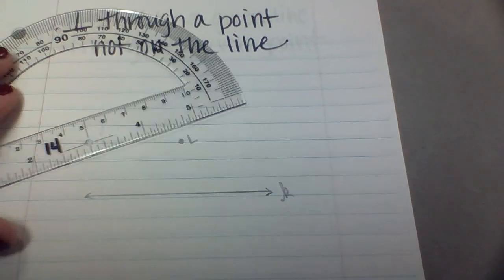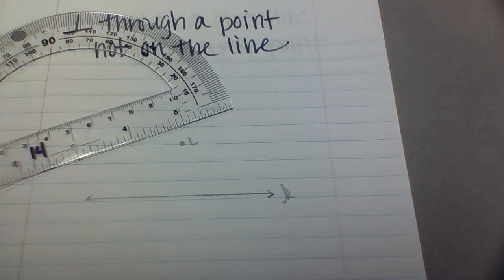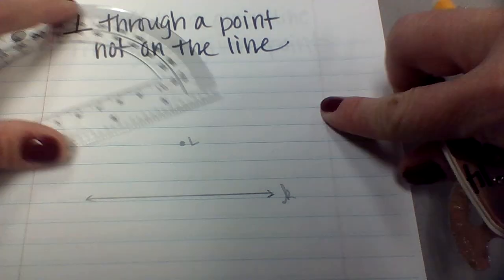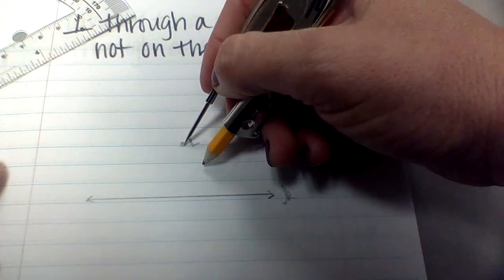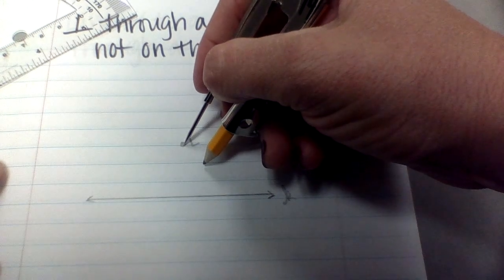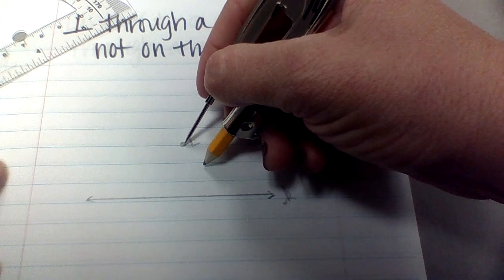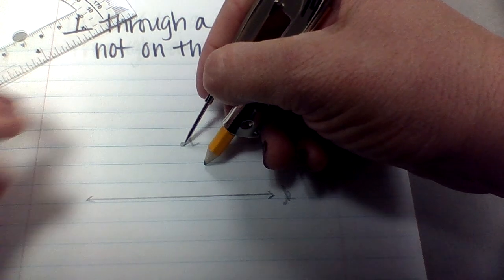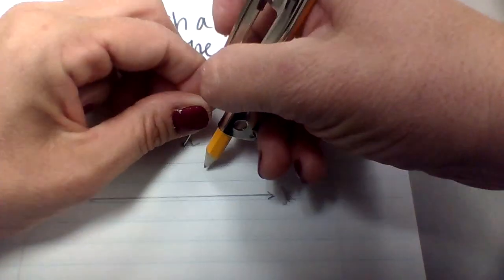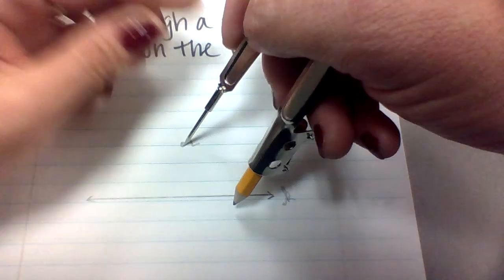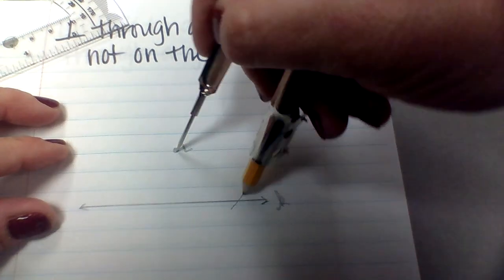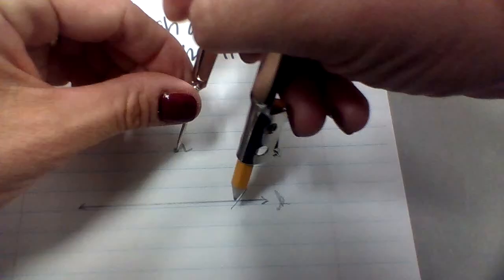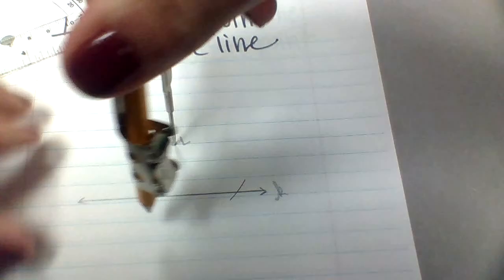We're going to do a perpendicular through a point not on the line. The first thing you want to do is place your compass on point L. And if you notice, this doesn't even meet the line. Using any radius, draw arcs intersecting K, but you have to at least get to K. So I'm going to draw 2 arcs intersecting K, one on that side, don't lift it up, and one on the other side.